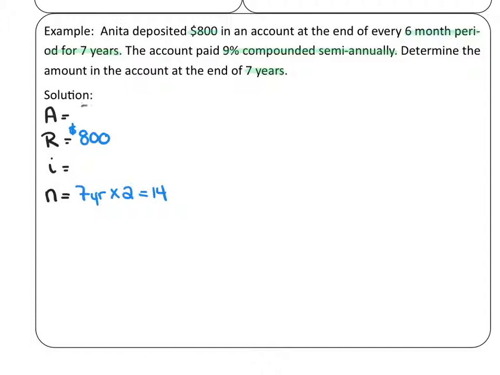A is the amount at the end, and we don't know that. And the last one is I, which is our percentage in decimal form. So we have 9%, and I'm going to put that in decimal form, which is 0.09. And you're going to divide it by how many times a year you have it compounded. And it's compounded semi-annually, which is twice a year. So I'm going to divide by 2, which makes this 0.045.